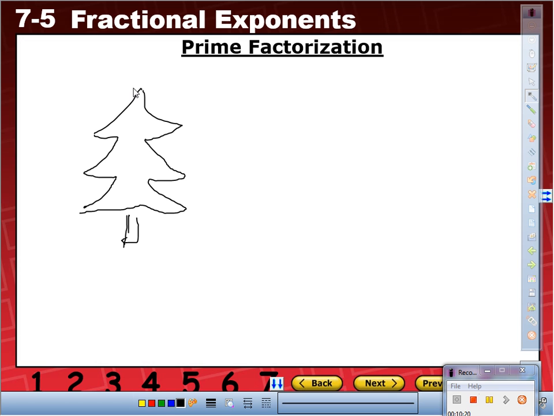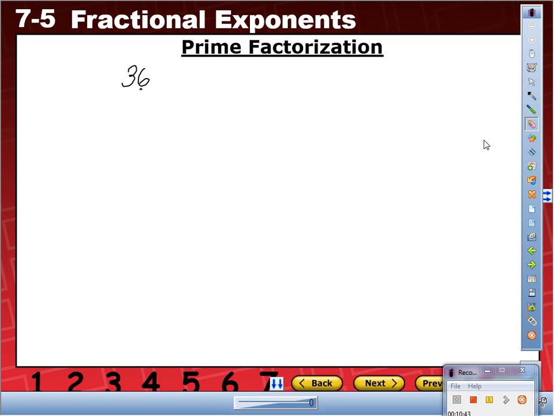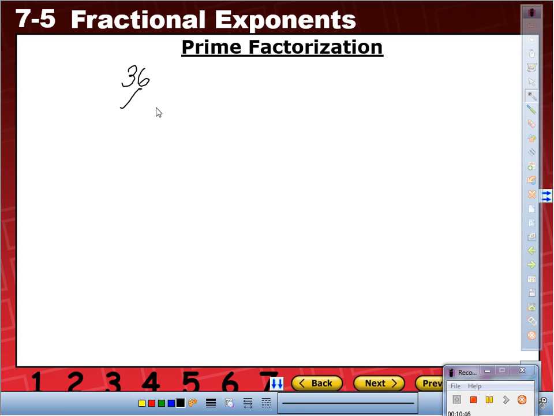And then they said, start with a number, let's say 36. We're going to find the factorization with a tree. Remember that? Well, today I don't want to have branches on both sides of my tree. Today we're only going to have branches on one side of the tree. Okay? So check this out. How do we do prime factorization? From this point forward, I want you to start with a prime number.